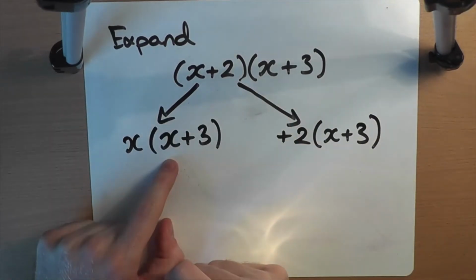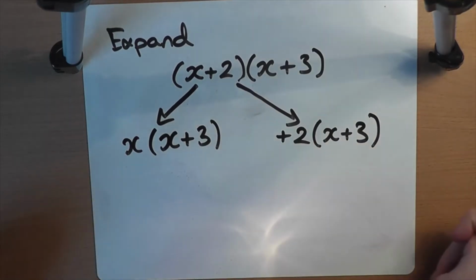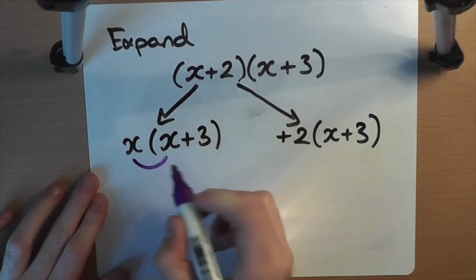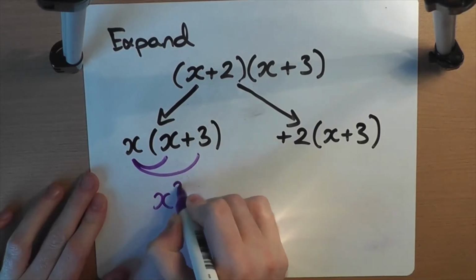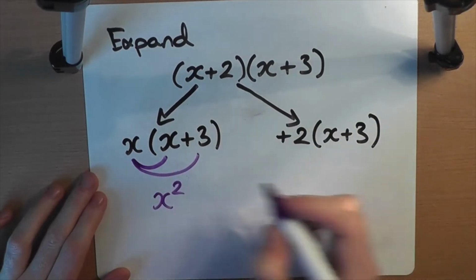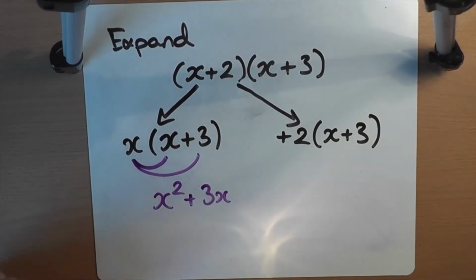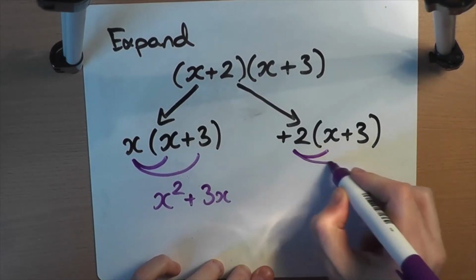The question still wants us to expand. Well, we've now got something here, and in fact something here, that we can expand in the normal way. So we're going to look at this one first. On the left we're going to do x times the x, and then we're going to do x times the plus 3. X times the x will give us an x squared, and x times the plus 3 will give us a plus 3x. Over here on the other side, we're going to do plus 2 times the x and plus 2 times the plus 3.